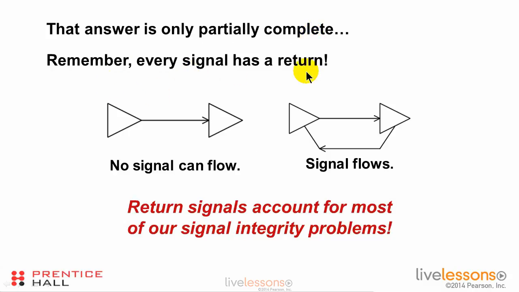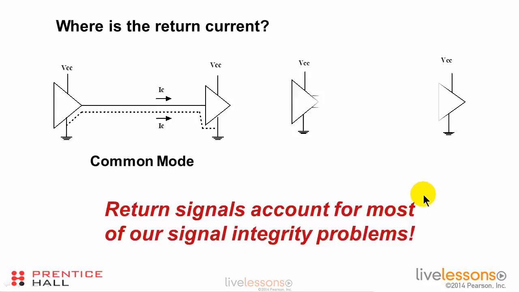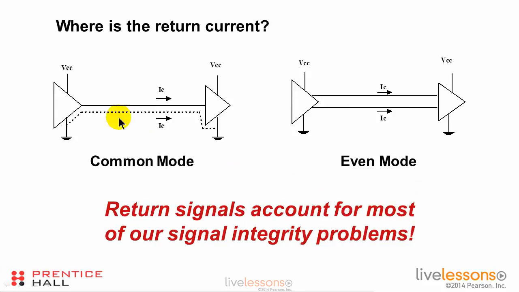Remember, every signal has a return. If we have this driver driving a receiver with a trace, no signal is flowing. There must be a return path back. And remember that return signals account for most of our signal integrity problems. When we make this argument that common mode or even mode is when the signals go in the same direction on both the trace and the plane, or the signal goes in the same direction on both traces, that doesn't answer the question, where is the return current?